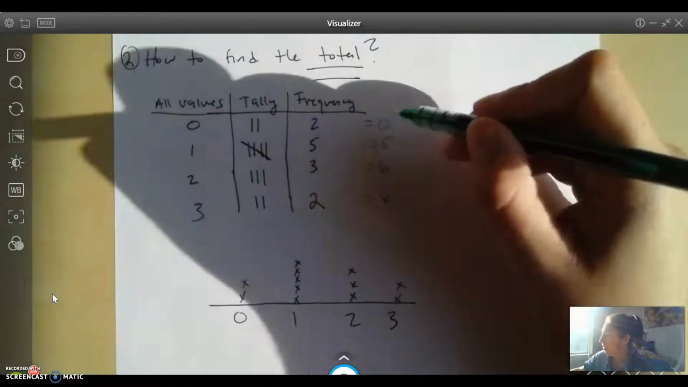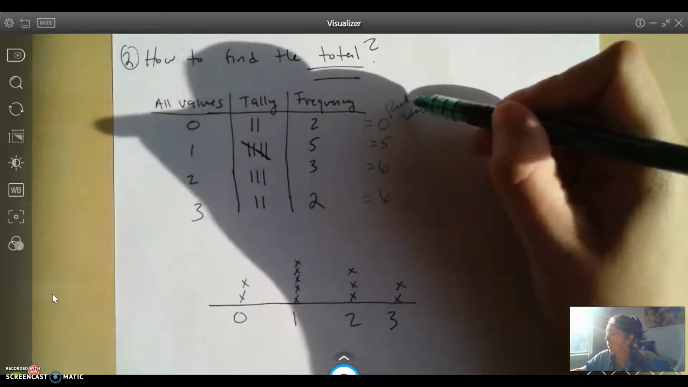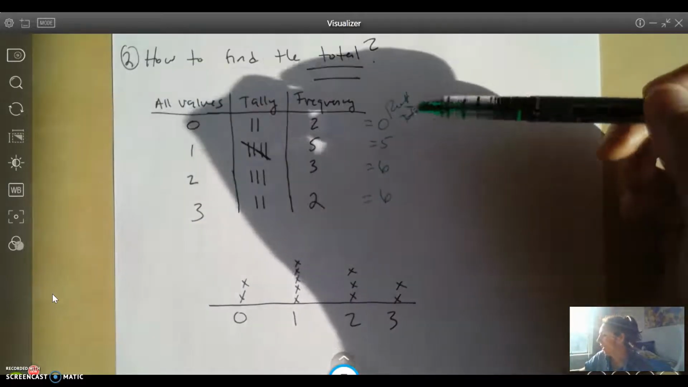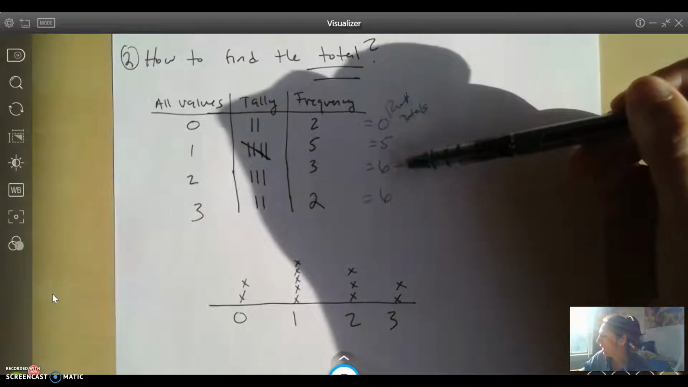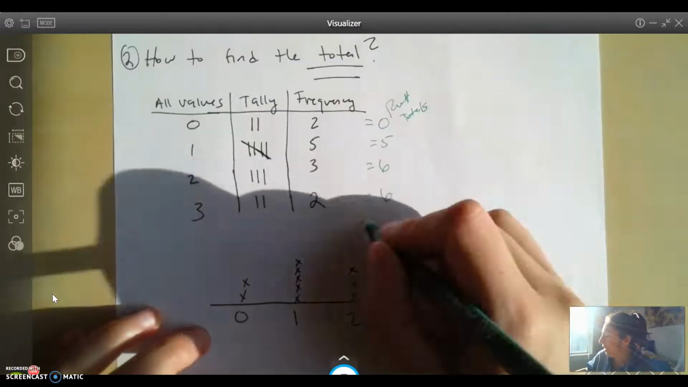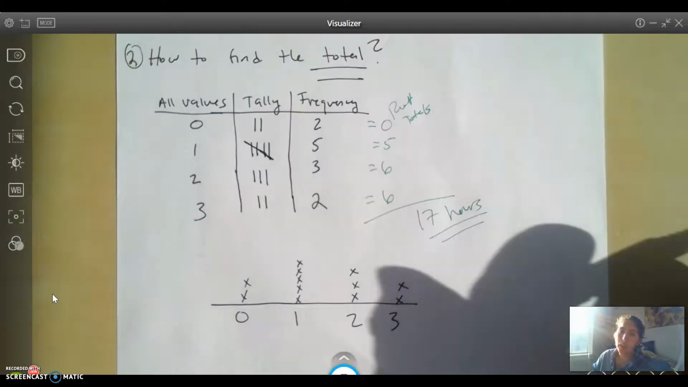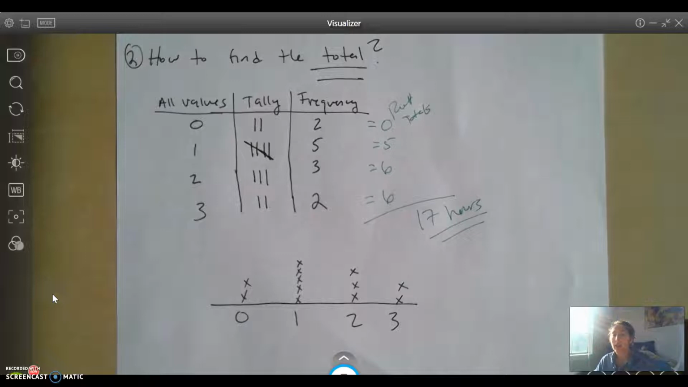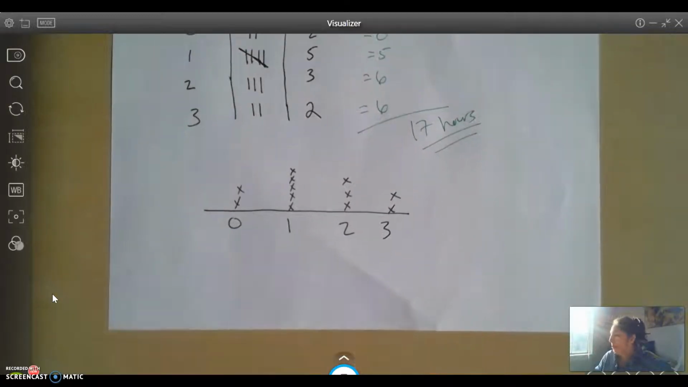So once I have my real totals, so this is the number total of hours, in our case, of kids playing outside, then I just add. 0 and 5 make 5, 5 and 6 make 11, 11 and 6 make 17. So in this case, we would have a total of 17 hours spent outside if this was the data that I was using. You can use the dot plot in the same way.